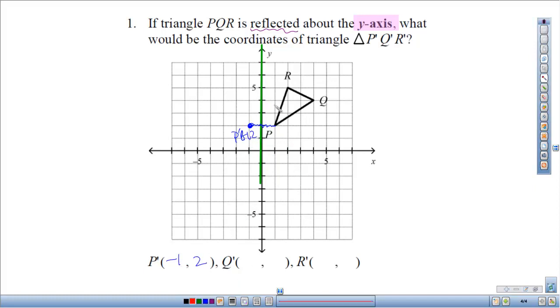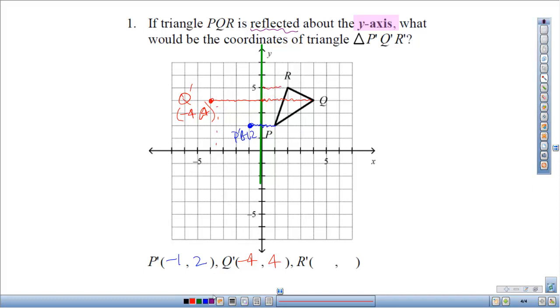Okay, how about point Q right here? How far away is it? 1, 2, 3, 4. So that means I'm going to go 1, 2, 3, 4. There is my new Q. I'll call it Q prime, and it's at what? -4 and 1, 2, 3, 4, up 4. So -4, up 4.